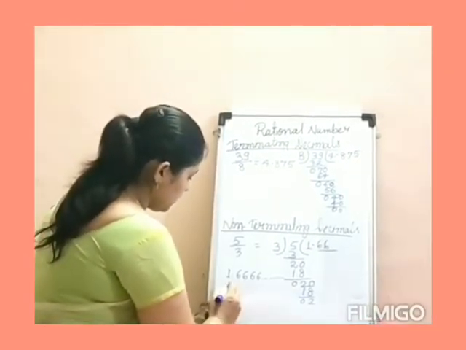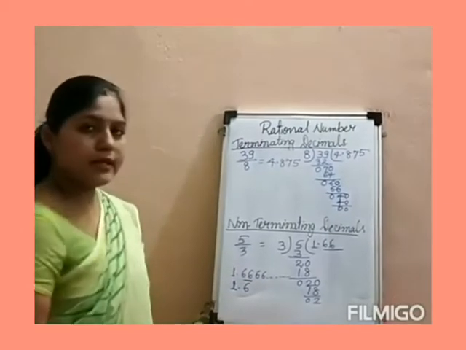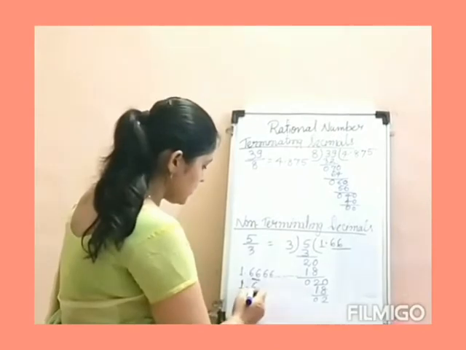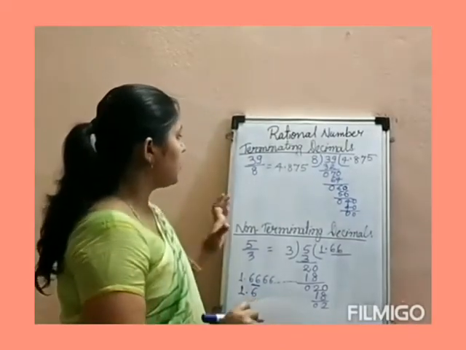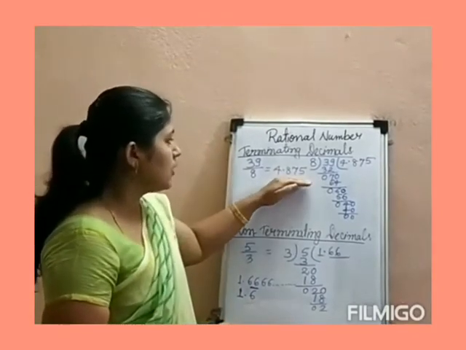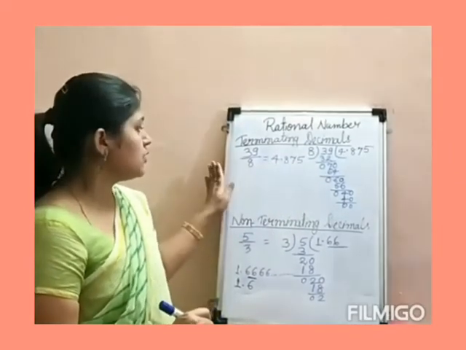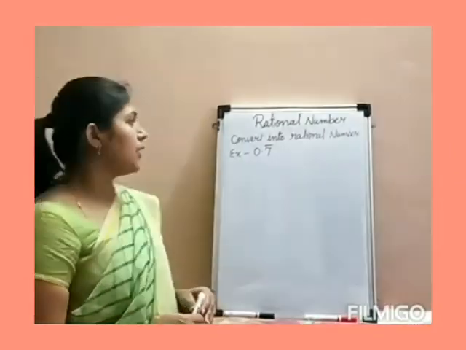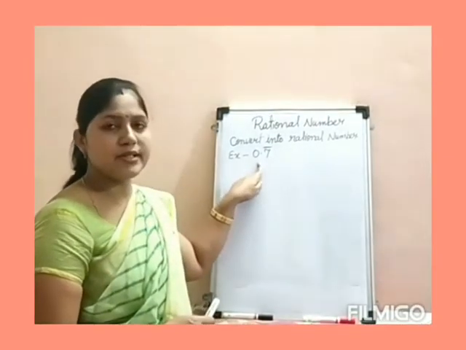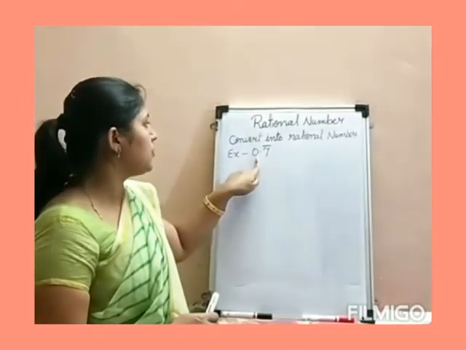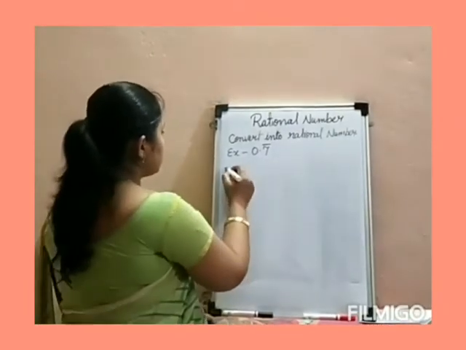We will write it like 6 with a bar, like that. This line means 6 is repeated here. So now the question is, how can we convert a terminating or non-terminating decimal into a rational number? So let's do this. If the number is given in non-terminating decimal or recurring decimal, we have to convert it into rational numbers.